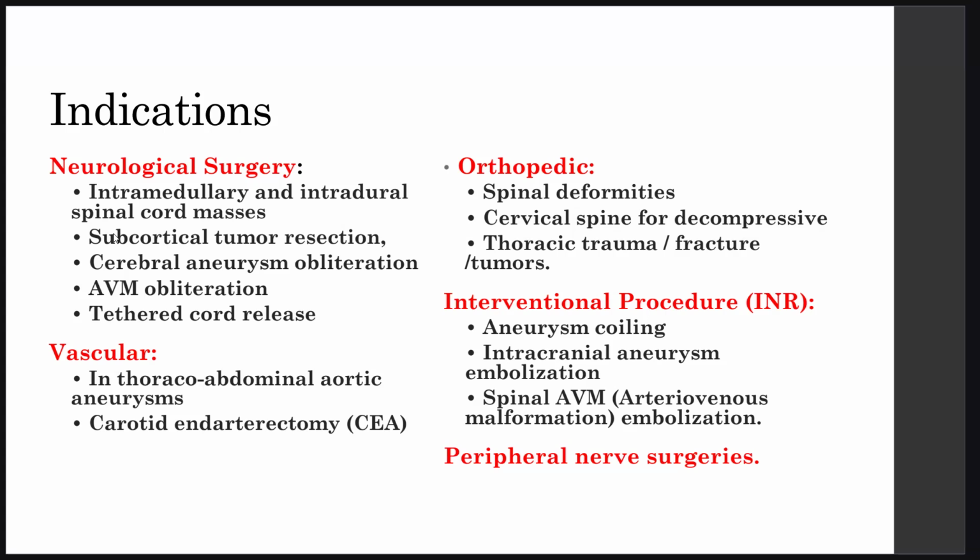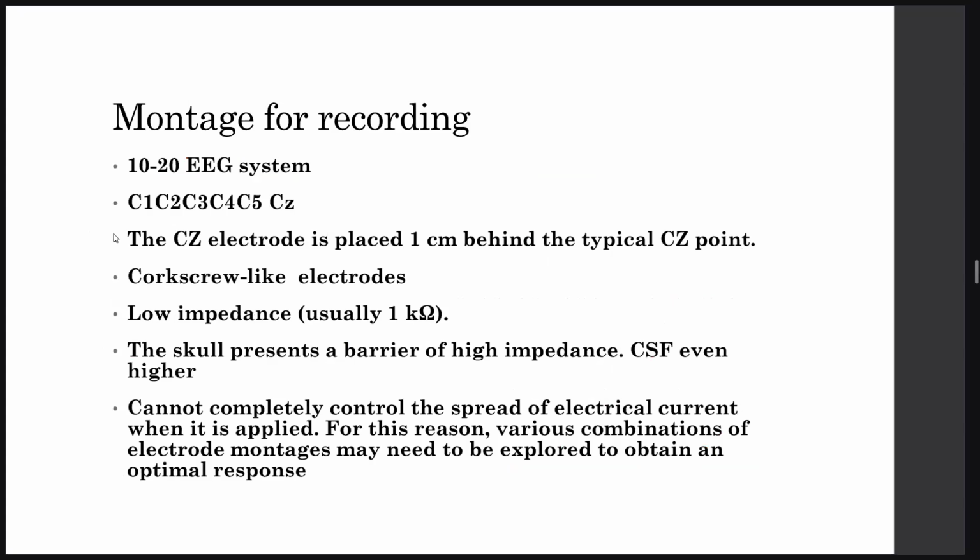In vascular procedures, we can get good benefit of motor evoked potential, especially in aortic aneurysm, because the anterior cord will be exposed to ischemia in these vascular procedures, and most of the patients previously were paraplegic or quadriplegic. And in carotid endarterectomy also you can get benefit from the motor evoked potential. Also in aneurysm coiling and spinal AVM procedures, embolization, with also peripheral nerve reconstruction and other peripheral nerve surgeries.